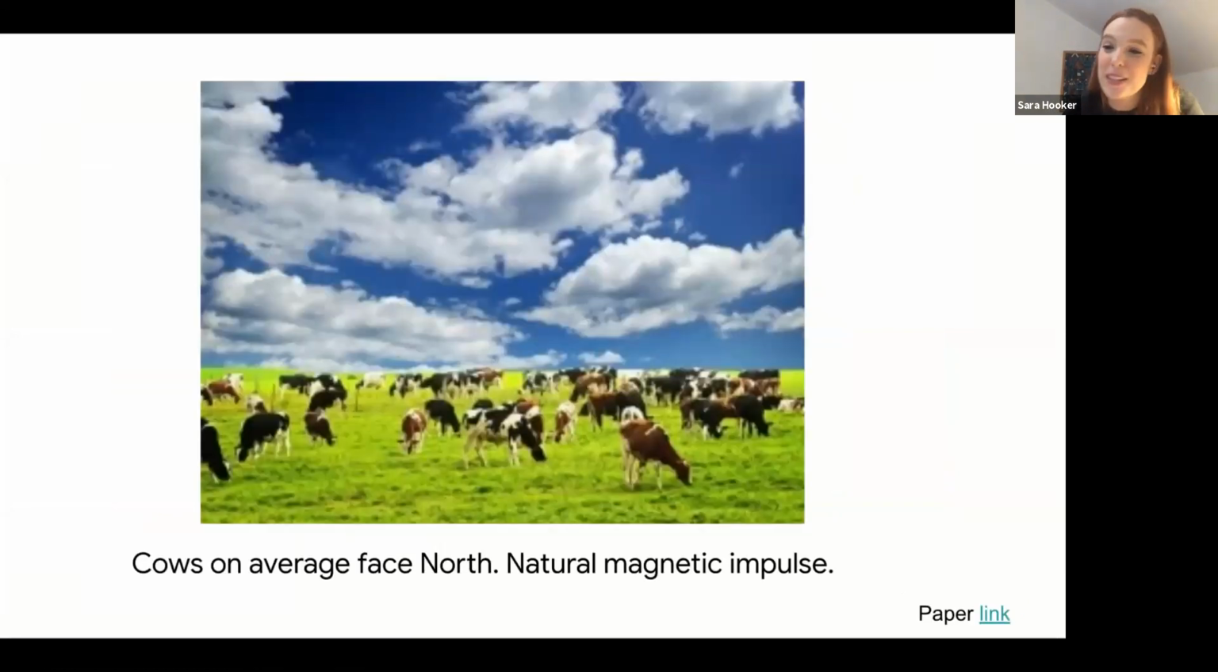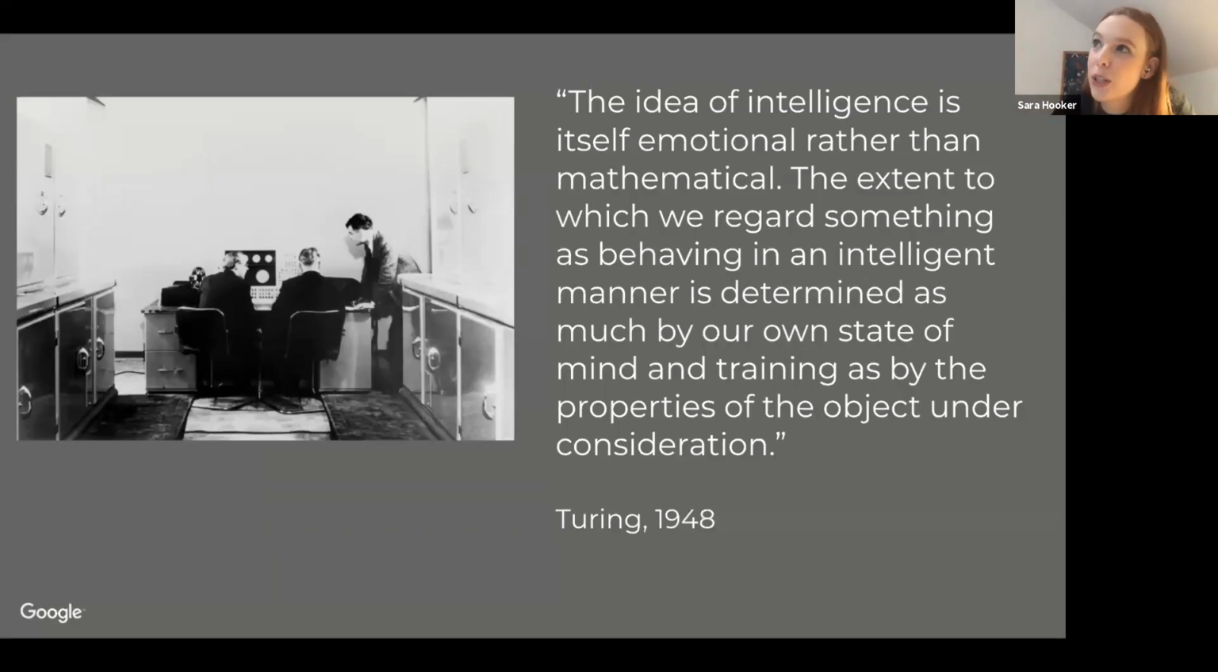And even cows have a very different type of sense. They point on average to face north. So they have a natural magnetic impulse. And these are senses that we do not have, or that are not heightened in our own intelligence. Even Turing was willing to acknowledge this. He said the idea of intelligence is itself emotional rather than mathematical. The extent to which we regard something as behaving in an intelligent manner is determined as much by our own state of mind and training as by the properties of the object under consideration.